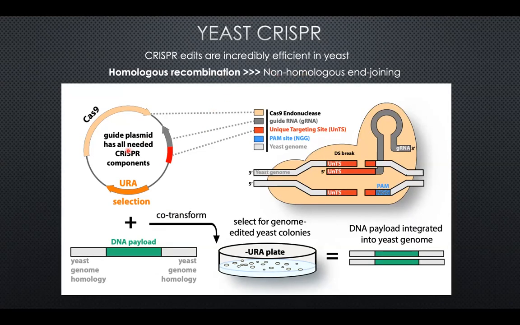As a result, we can co-transform yeast with a plasmid containing the necessary CRISPR machinery, along with a linear piece of DNA that has the DNA payload, whatever you want to deliver, flanked by homology to the yeast genome. When we do this transformation, we get colonies on the plate, and in our hands, in practice, 90% of these colonies have the intended genome edit. So this is very efficient, and it can be different types of edits. It can be deletions, it can be knock-ins, it can be anything you can really imagine wanting to do with the genome.